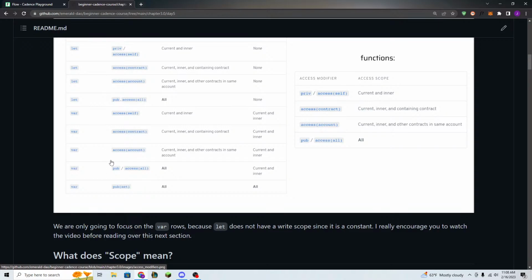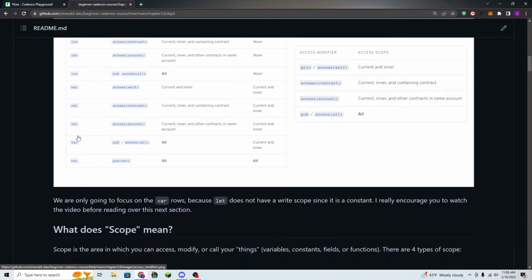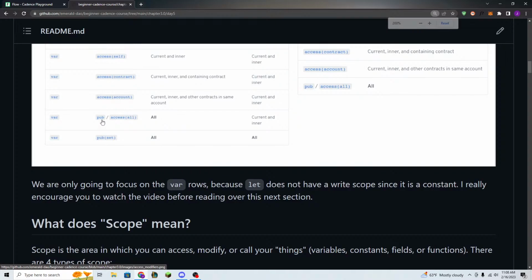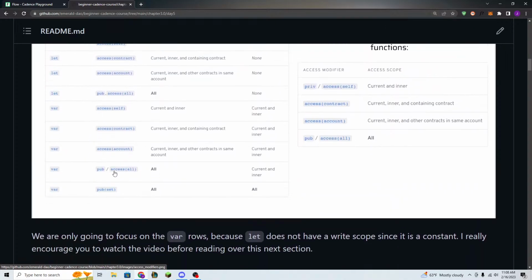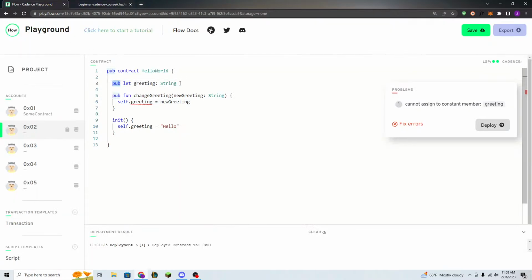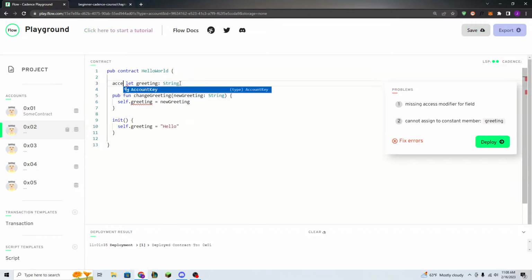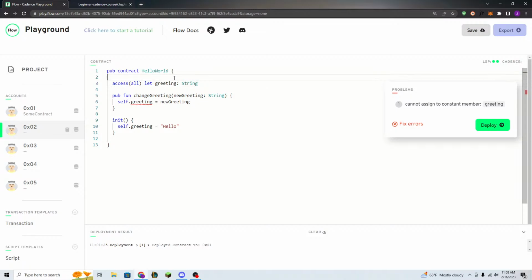So first of all, what we've been learning so far is pub. So you'll see here pub. This is actually the same exact thing as access all. So when you write a variable like pub, this is actually the same exact thing as writing access all. So don't get confused when you see this one, it means the same exact thing.